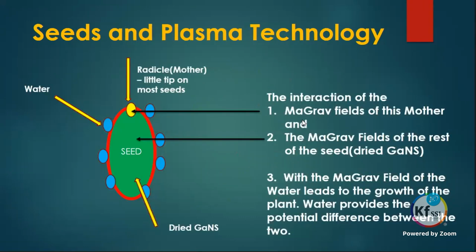And so when we look at that seed, we've got your dried GANs inside, and you've got your radicle, or the mother, that's the tip of most seeds. So it's this interaction of the fields of that tip of the seed with the rest of the seed, which is your dried GANs. And now when we add water, it leads to the growth of the plant. So we get that interaction and flow of the fields between the two. It's only when that water is allowed into the seed that we get this interaction between those two, and we get the life.